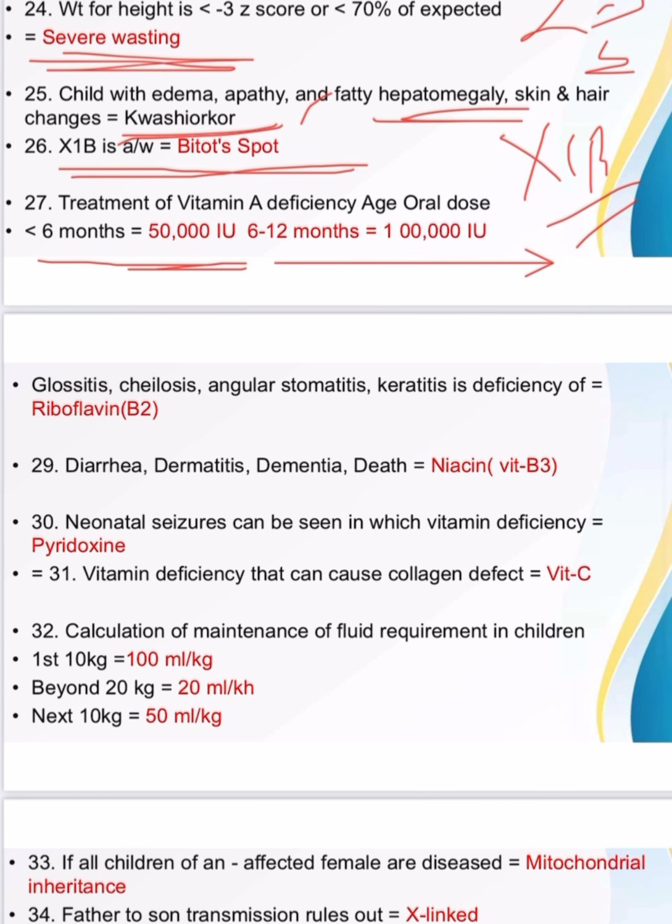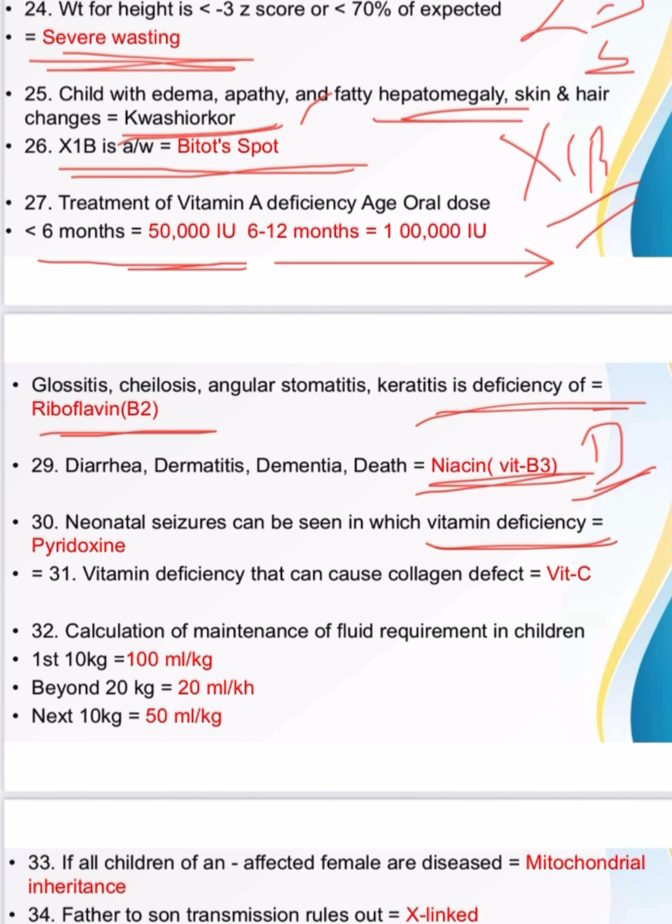Then glossitis, cheilosis, angular stomatitis, keratitis is a deficiency of vitamin B2, that is riboflavin. Then diarrhea, dementia, dermatitis, death is B3. Remember the D's of B3, that is niacin deficiency. Then neonatal seizures can be seen in which vitamin deficiency? That is pyridoxine.